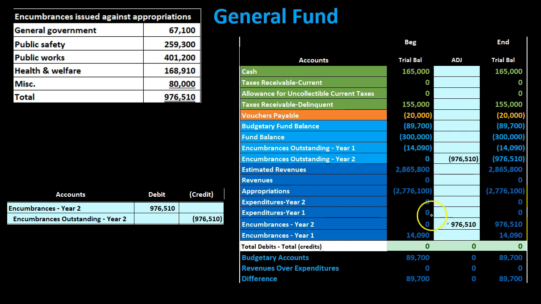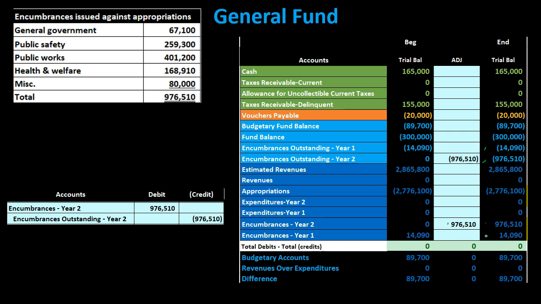That's the year we're in, year 2. And then we have the encumbrances outstanding, year 2. Notice these are always going to be equal and opposite. They're equal and opposite because they're just a holding account, and we're going to have to reverse them exactly when the actual expenditure happens that's related to that encumbrance.